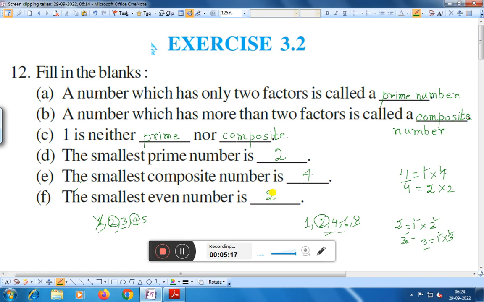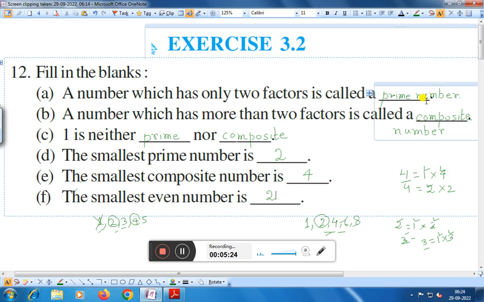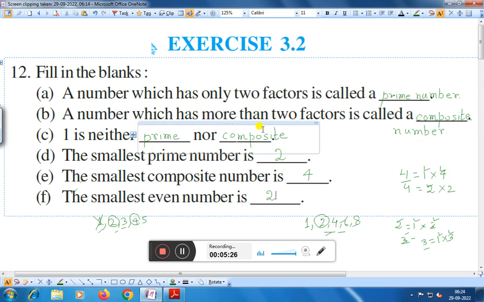Again, we are repeating the same, that is, fill in the blanks, exercise 3.2. A number which has only two factors is called a prime number. A number which has more than two factors is called a composite number. 1 is neither prime nor composite. The smallest prime number is 2. The smallest composite number is 4. And the smallest even number is 2. This is the solution of question number 12, exercise 3.2.